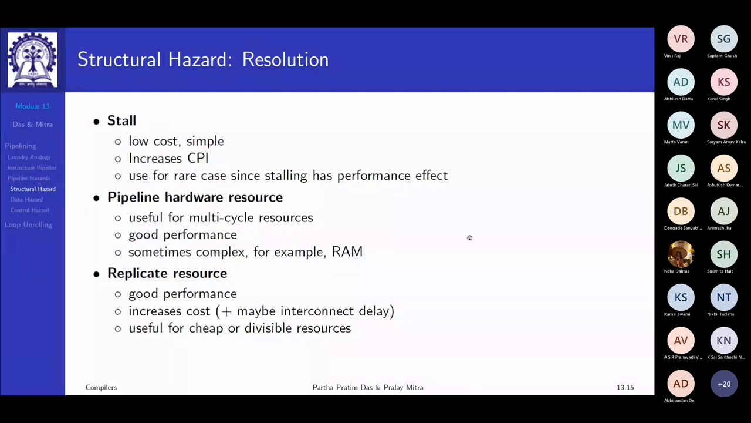So you can have other types of solutions, like pipelining hardware resources, which can give you good performance. You can replicate resources for really good performance. So what you're basically doing is increasing your processing units, but that of course increases the cost. It could increase the interconnect delay, and it's workable for divisible resources, but not every resource is divisible in that way. So these are the different aspects of the structural hazard and its resolution.